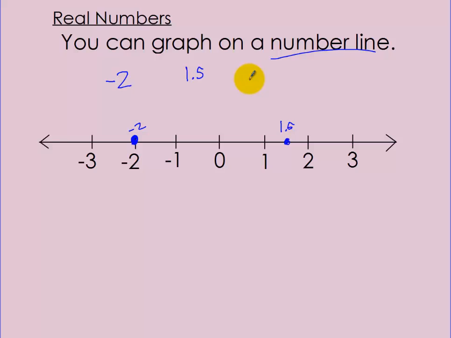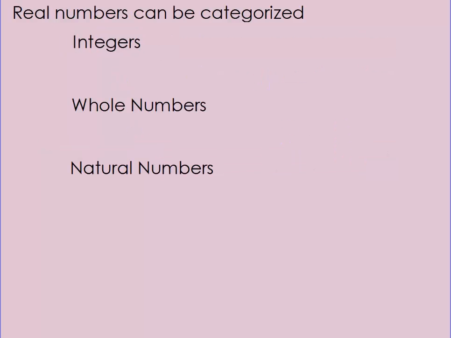What about the number, let's call it the square root of 8? Well, the square root of 8 is a real number because if you calculate that out, that number is around 2.8 something, and the decimal goes on forever. So it's going to be about right here on the number line. Real numbers are on the number line.